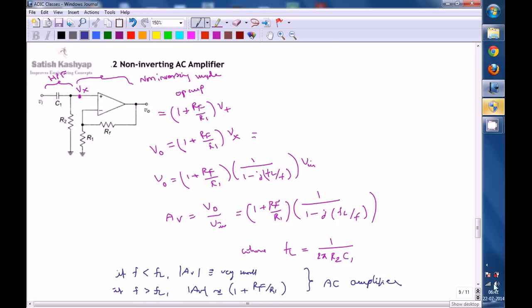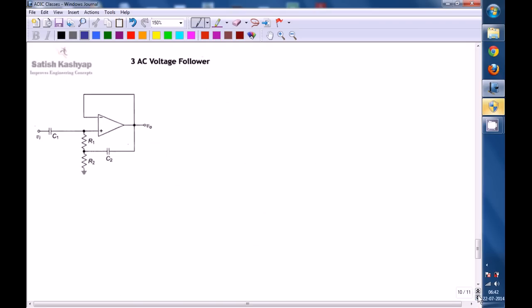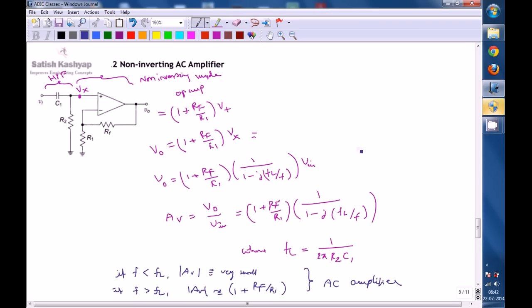Next we are going to the AC voltage follower. Sorry, one more thing: this circuit has one disadvantage, which we will discuss, and we will also see how to rectify it. So, the disadvantage of this non-inverting op amp.